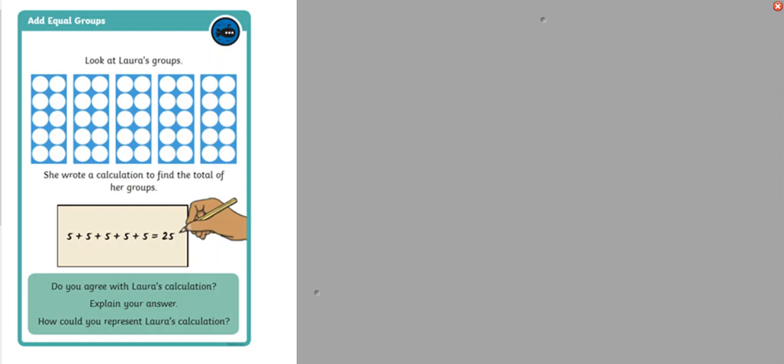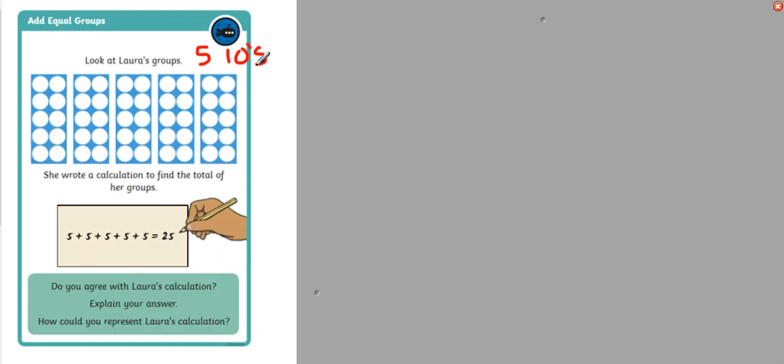Okay, so let's break it down a little bit. So first of all, let's look at our groups. How many groups have we got? So we've got 1, 2, 3, 4, 5. So we've got 5 groups. And how many have we got in each group? So we've got 1, 2, 3, 4, 5, 6, 7, 8, 9, 10. So we've got 5 tens. Okay? Or 5 groups with 10 in each group.